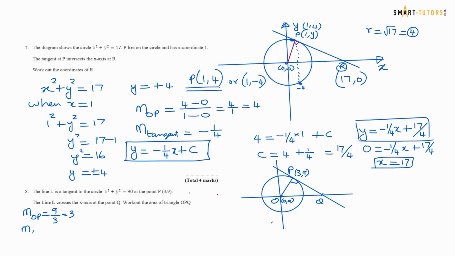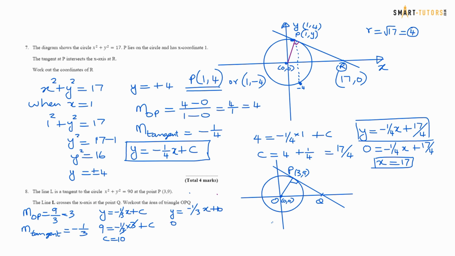So gradient of the tangent is negative reciprocal, so minus 1 upon 3. So y equals minus 1 upon 3x plus c. Now we need to substitute 3 comma 9. So 9 is the y coordinate: minus 1 upon 3 times 3 plus c. 3 and 3 cancel, minus 1 goes the other side, so c becomes 10. So the equation of the straight line is y equals minus 1 upon 3x plus 10.